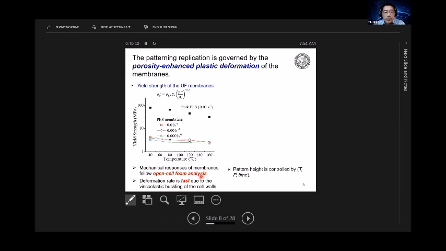The other important point is that deformation is really fast. Unlike polymer flow, if you're patterning a dense polymer film, you have to rely on the flow of polymer to generate the replication. But in membrane cases, once you pressurize this, the deformation rate is governed by the buckling of the cell walls. So this process is very fast, which is good news for patterning, right?